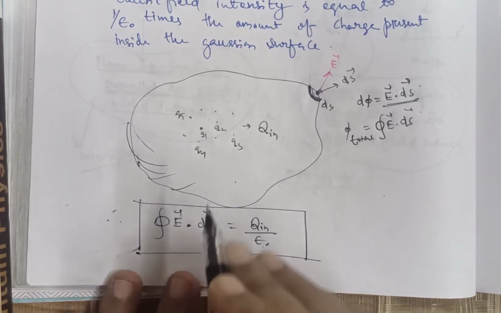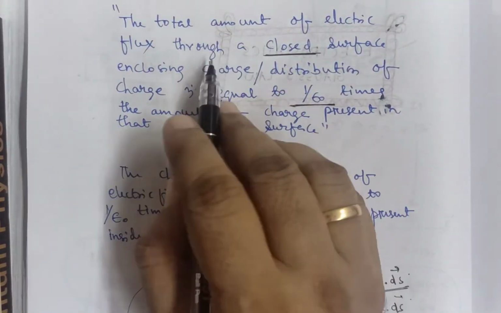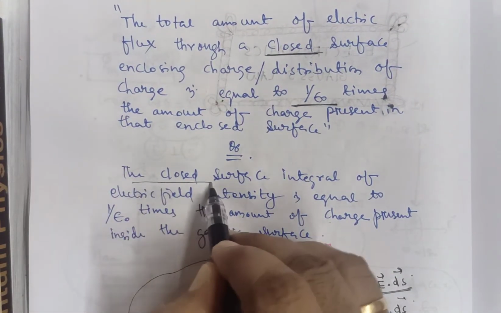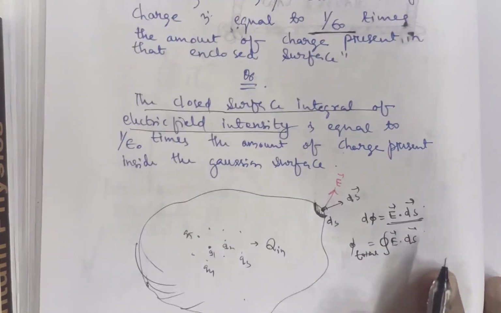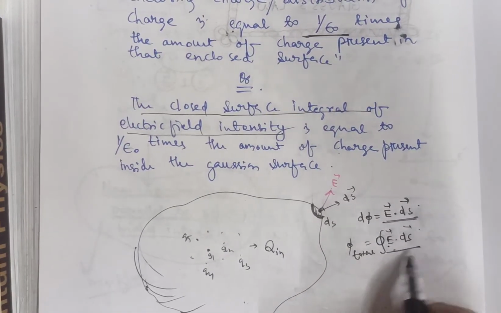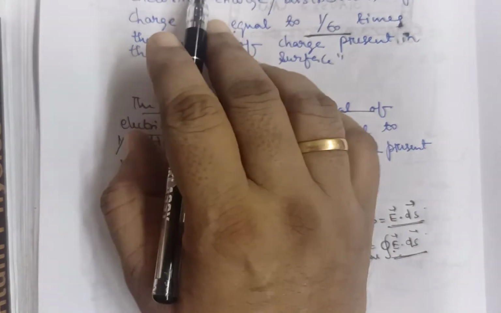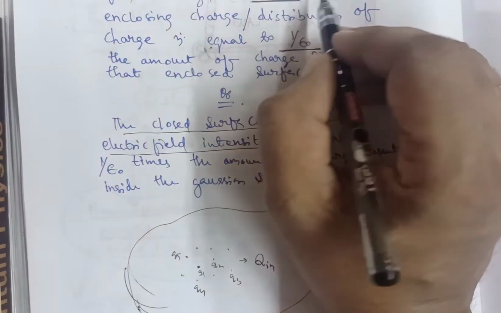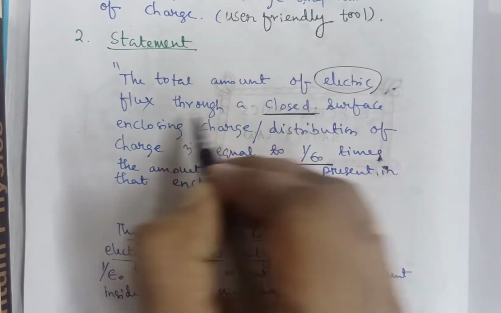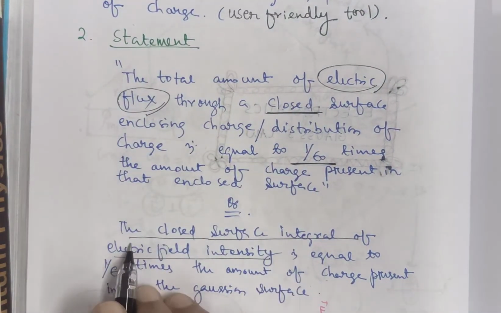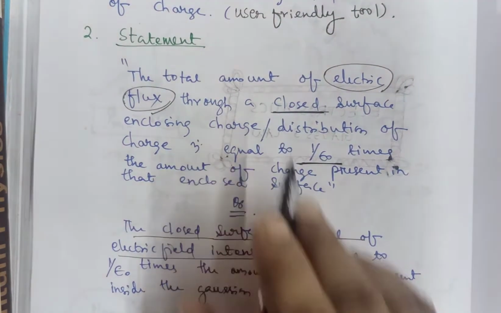Now this statement can be represented mathematically as here. Instead of total flux, we can say the closed surface integral of electric field intensity. This statement means, you see the figure, the closed surface integral of electric field intensity represents the total flux. So you can say there are two languages. Either you can say the total electric flux, or you can say the closed surface integral of electric field intensity. Then the rest of the statement is the same for both.